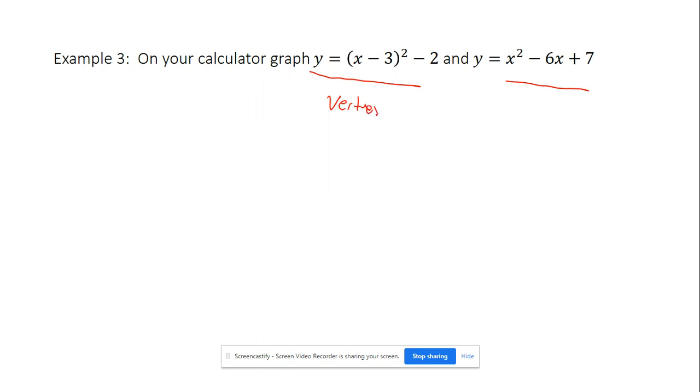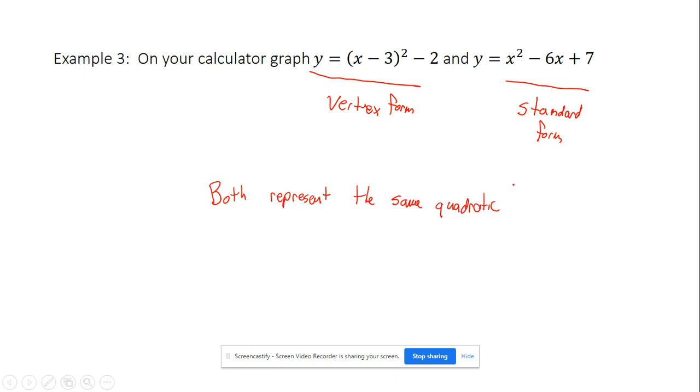This is vertex form, and this is standard form. And I'm just going to say that both represent the same quadratic function. All right, both represent the same quadratic function.